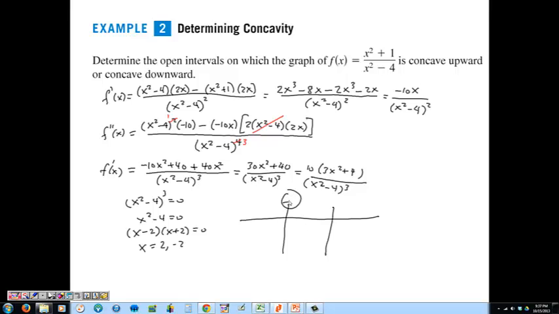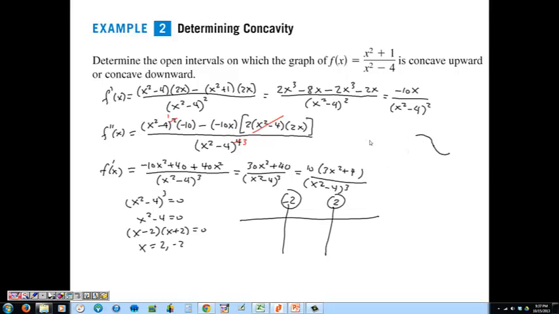Alright, so negative 2 and 2. Now this is not really a point of inflection because this part is not continuous. Remember, points of inflection, POIs, are places where it switches from concave down to concave up or up to down. But this is actually an asymptote. These two are from the denominator, an asymptote.